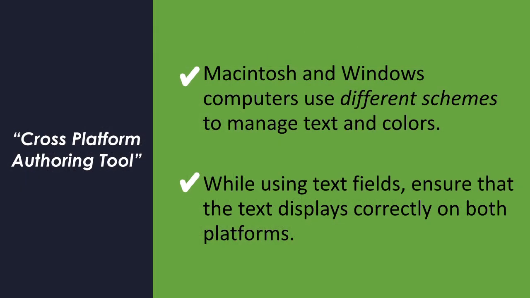In dealing with the cross-platform production of multimedia, there are several aspects that need to be considered. For example, Macintosh and Windows computers use different schemes of text and colors. So, the developer needs to ensure that the text chosen can be displayed correctly on both platforms. And the same goes for image, audio and video file formats. The developer needs to ensure that all of the formats are suited to both platforms.